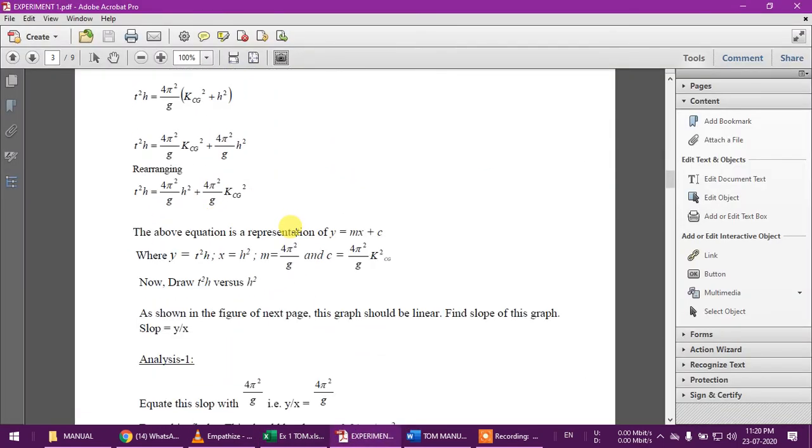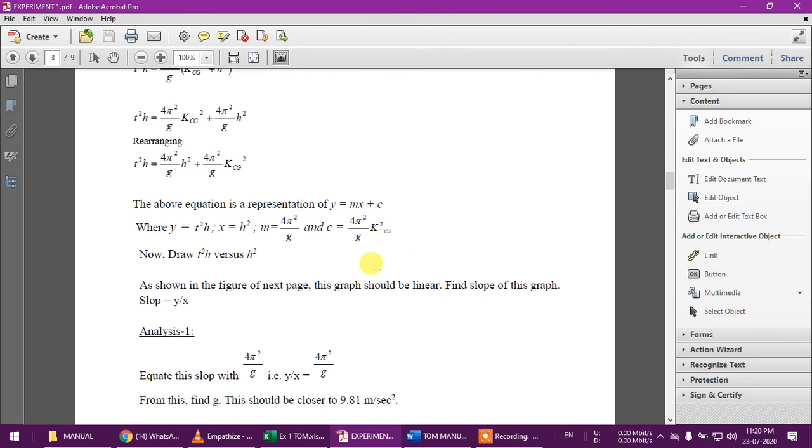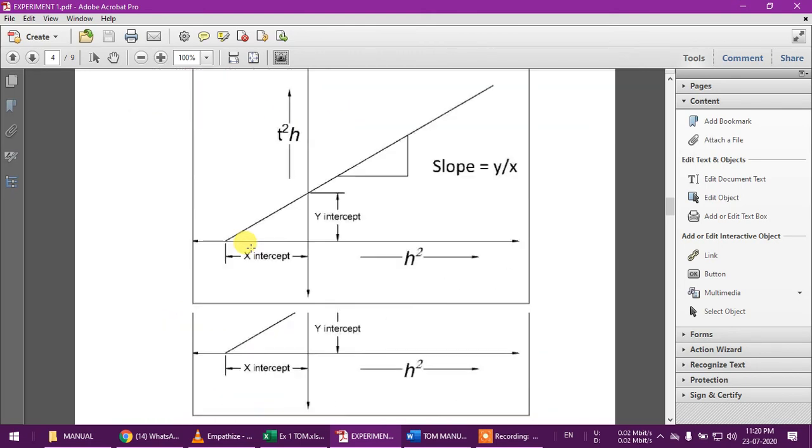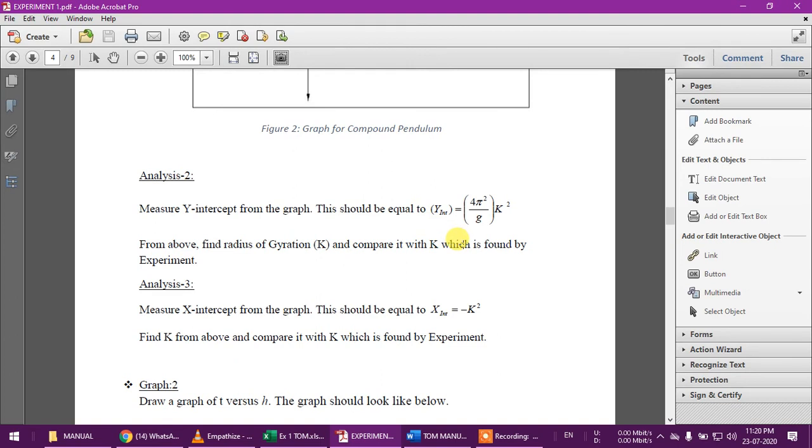Similarly, we can have another analysis in which we can find k. So this k is equal to 4 pi square g into k square. So in this way it is shown. Let us go to analysis 2. Y-intercept is equal to 4 pi square by g. So now we want to check k graphically and analytically. So what we need to do, y-intercept we will take, multiply it with g divided by 4 pi square is equal to k square. Let us do that analysis.